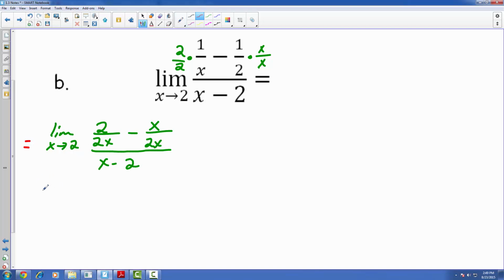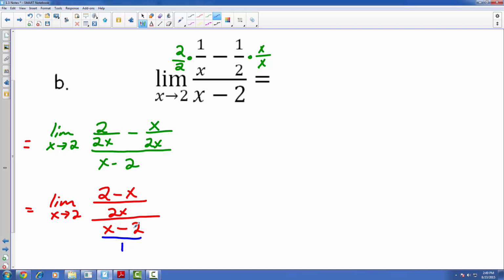And as a result, we can now go ahead and combine this top into just one fraction. So we end up then with the limit as x approaches 2 of 2 minus x over 2x all over x minus 2. Now, subtly, this x minus 2 is actually considered to be a fraction. Really, it's x minus 2 over 1. And so right now, we have a fraction over another fraction.